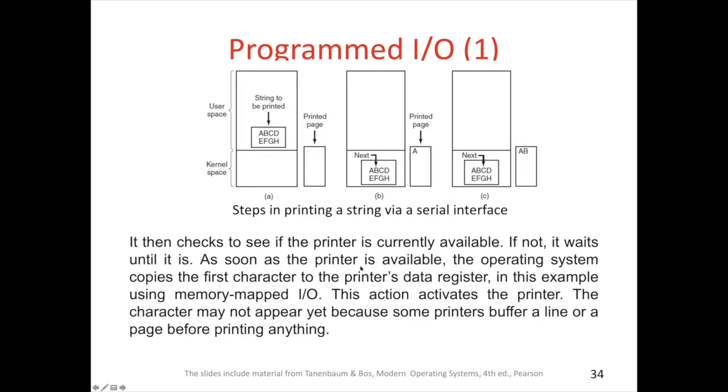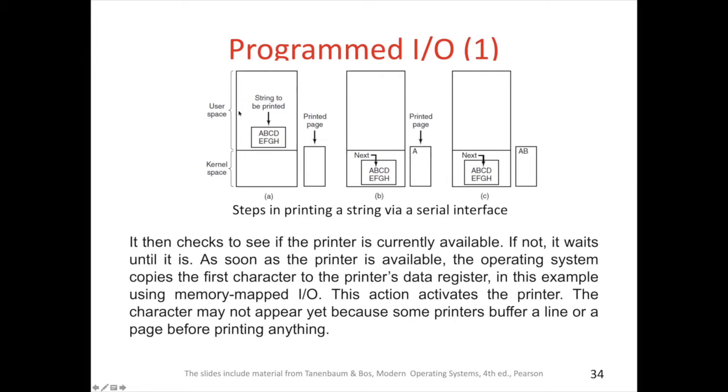As soon as the printer is available, the operating system copies the first character to the printer's data register, in this example using memory-mapped I/O. This action activates the printer. The character may not appear yet because some printers buffer a line or a page before printing anyway.